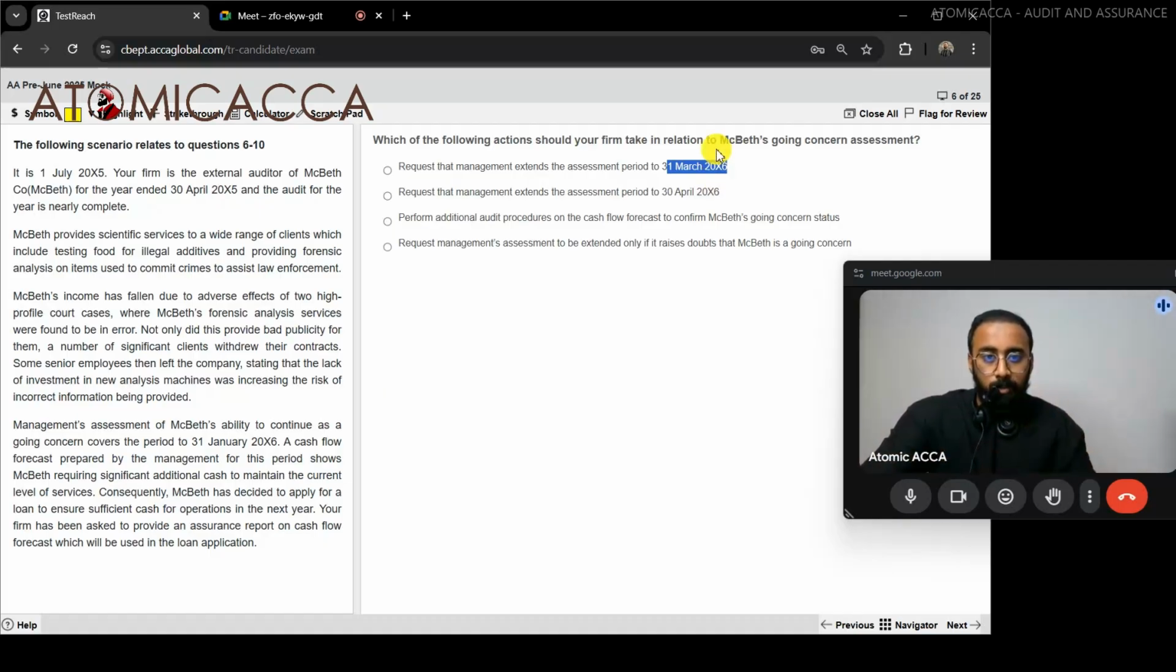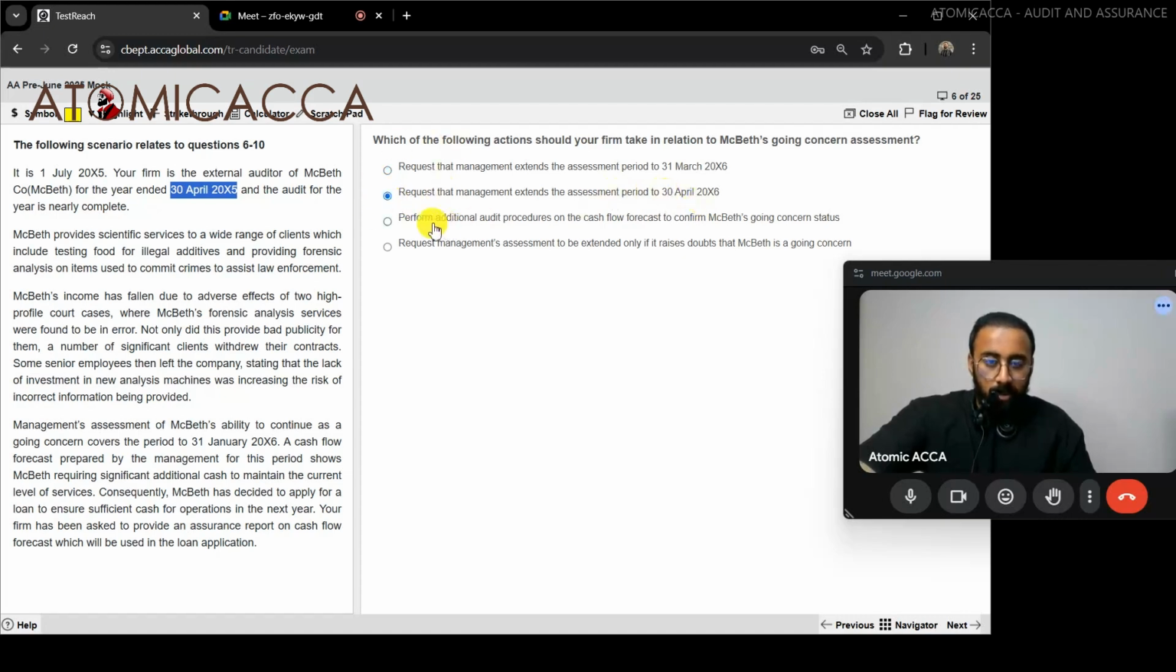So don't jump to the conclusion that option 1 is the answer, because your year ending is 30th April X5, not 30th March X5. Okay, so be careful. So 30th April to 30th April or 30th April to 1st May. So this is how the cycle should be. Request that management extends the assessment period to 30th April X6.